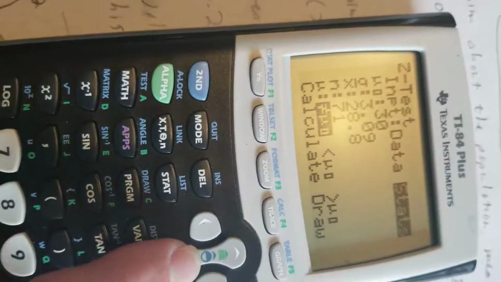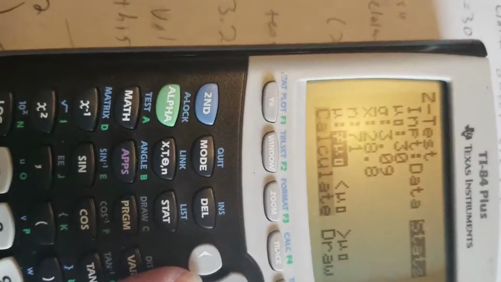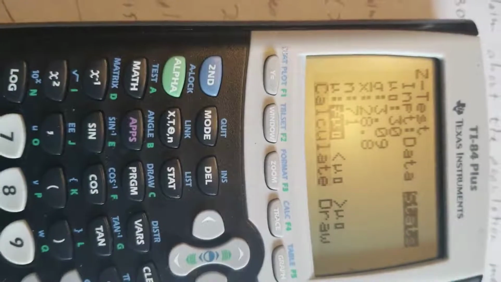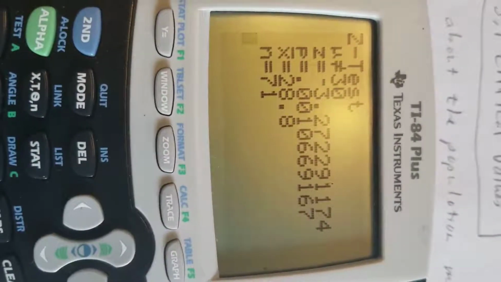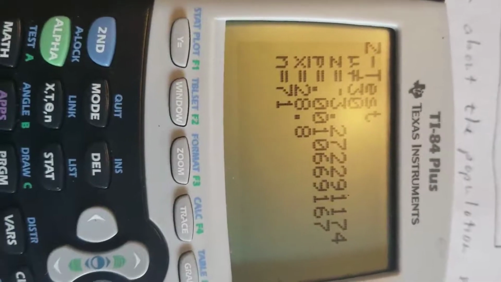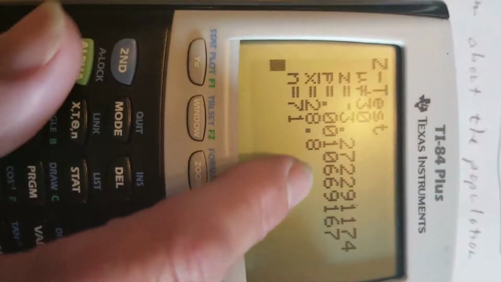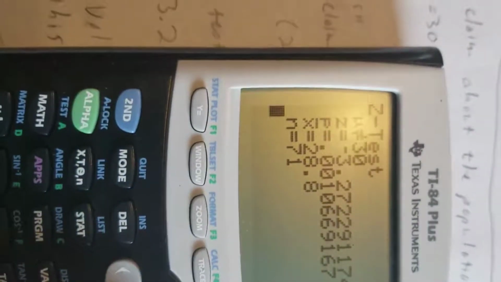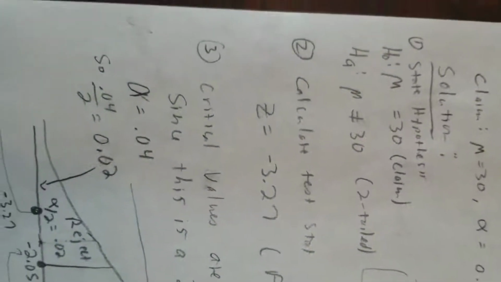Now I'll scroll down one. Whoops, I thought I was on a different line. Scroll down several. Hit calculate. Gives me all kinds of good information. Mostly it tells me that z equals negative 3.27. It also gives me the p-value. We're not using that this time, but it's always there. Okay, negative 3.27 is my z test statistic.